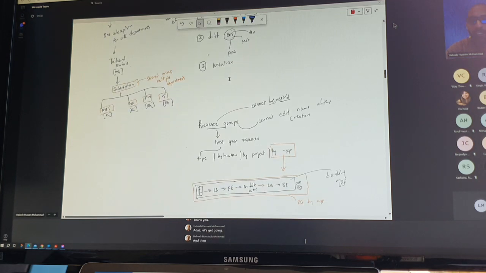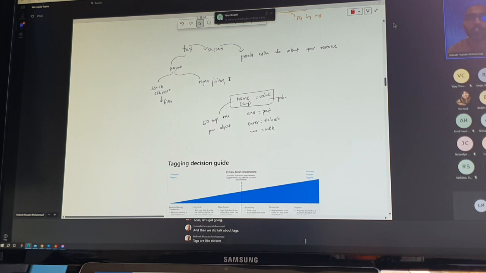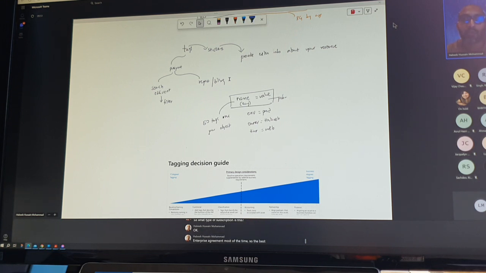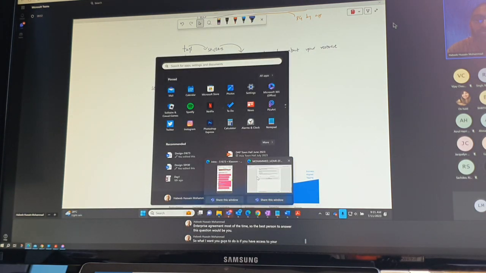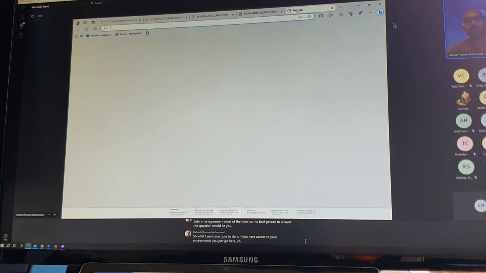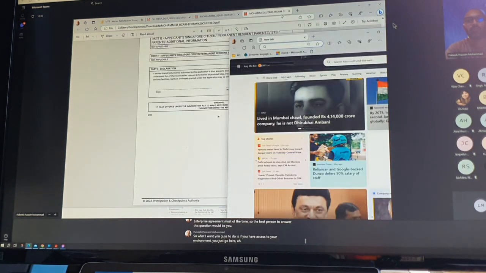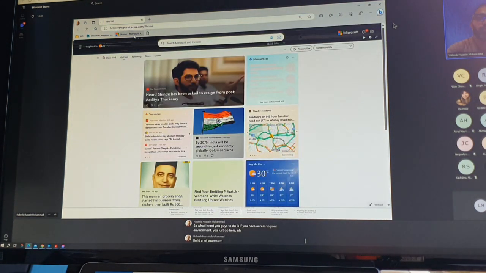And then we did talk about tags. Tags are like stickers, like when you walk into any. So what type of subscription is this? Okay, enterprise agreement most of the time. So the best person to answer this question would be you. What I want you to do is, if you have access to your environment, you just go here, Total.azure.com.